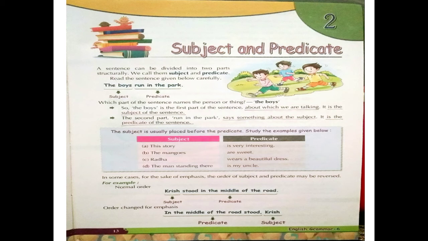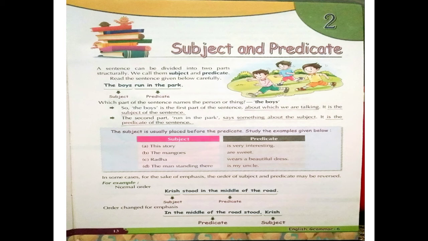In some cases, for the sake of emphasis, the order of subject and predicate may be reversed. The normal order is "Krish stood in the middle of the road." So here we are being informed about Krish. So Krish is your subject, and what he is doing, standing in the middle of the road, is the predicate.